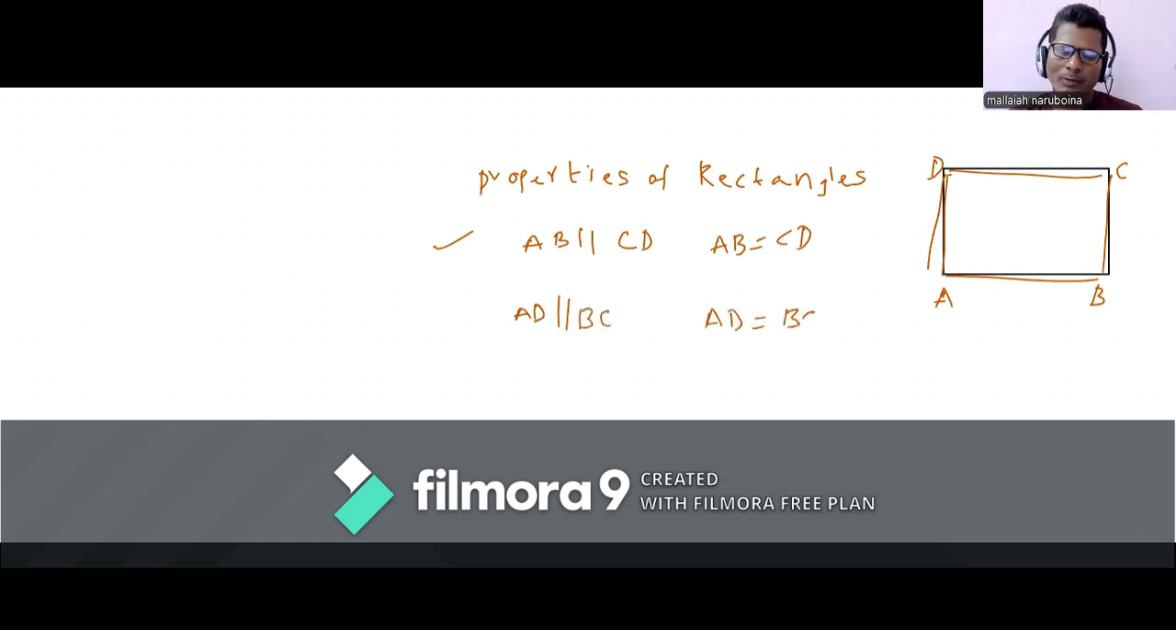Opposite angles are equal in a rectangle. That means angle A is equal to angle C. Similarly, angle D is equal to angle B. So opposite angles are equal in a rectangle.